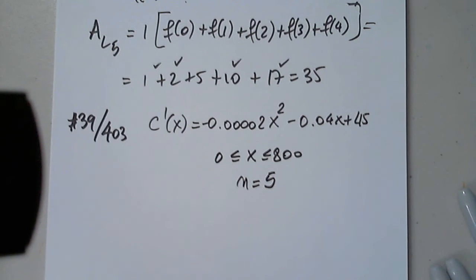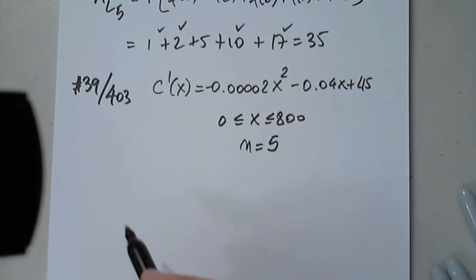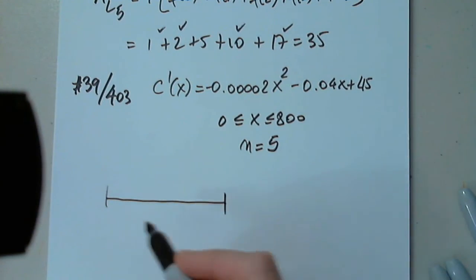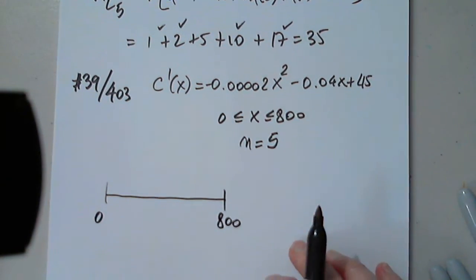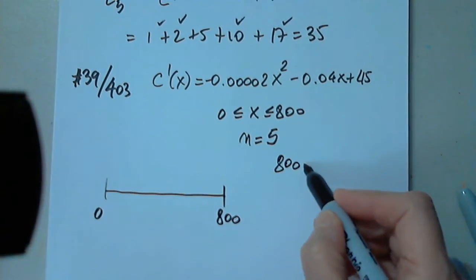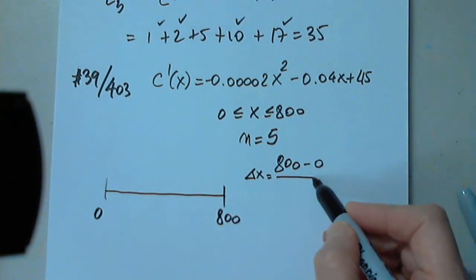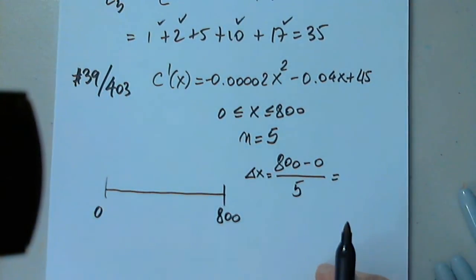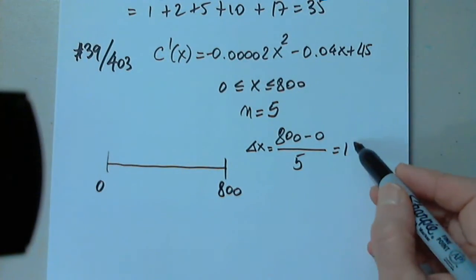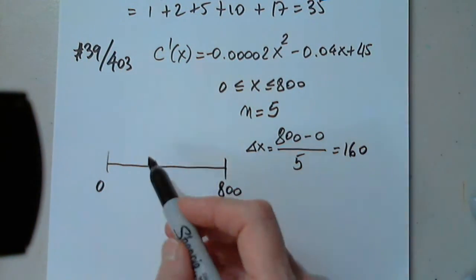Okay, I think they meant here where C is in cents, not C prime. You know that, right? So I think this is a typo here. Probably the total cost of manufacturing. So using 5, leftmost point. Fine. So what I do, I draw 0 to 800. I divide 800 minus 0 divided by 5 for delta x. So I have 160.